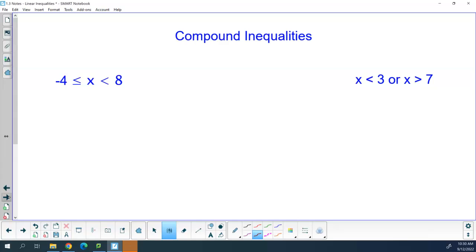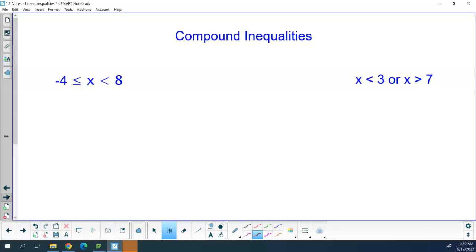Compound inequalities are two inequalities in one problem. Okay? Now they come in two different forms. The first form is an AND statement: -4 is less than or equal to x, and x is less than 8. They also come in an OR statement, where x is less than 3 or x is greater than 7.